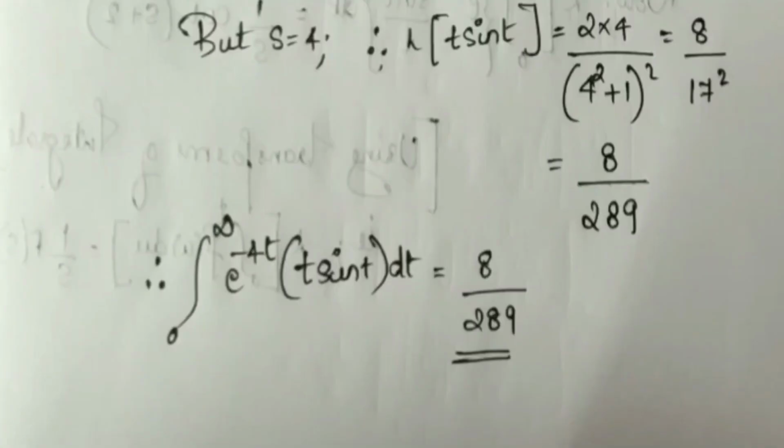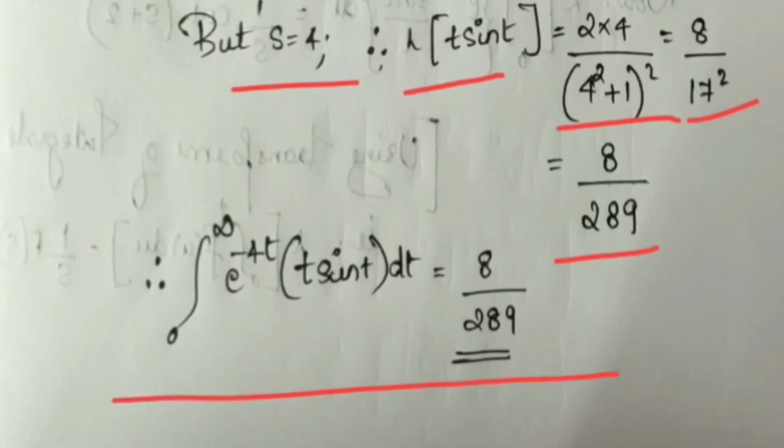Now we have s equal to 4, right? So Laplace of t sin t is given by 2s by (s square plus 1) the whole square. So let's substitute 4 in the place of s. So 2 into 4 by (4 square plus 1) the whole square, which is equal to 8 by 17 square, which is equal to 8 by 289. Therefore, integral 0 to infinity e raised to minus 4t, t sin t dt is equal to 8 by 289.